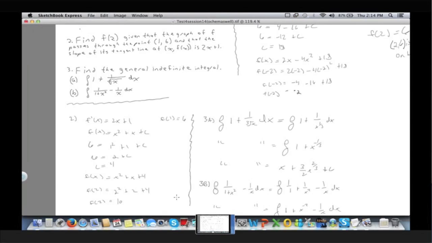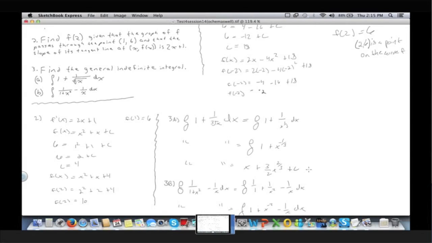What's the graphical interpretation of that equation? There's a point 2, 10 that is on the function f. So now we know 2 of the points on the function. They told us 1 point, 1, 6, and now we know another point, 2, 10. That's right. Okay. So that was one last problem we had skipped earlier from section 4.9. Okay, so it looks like we got that right.